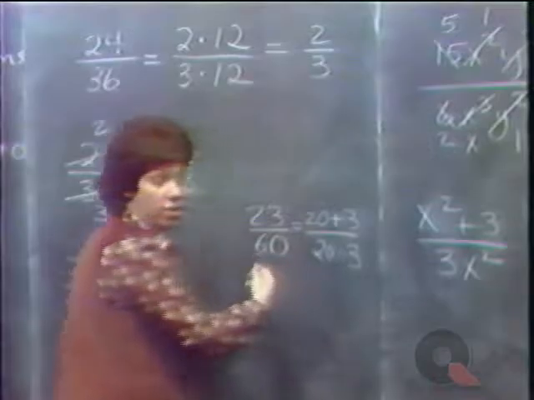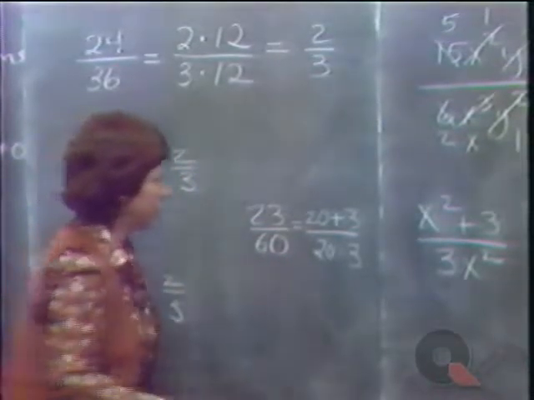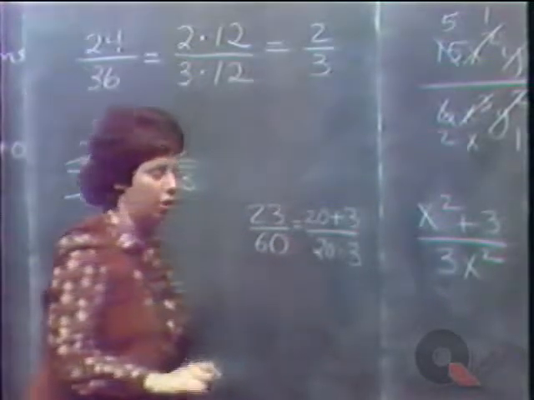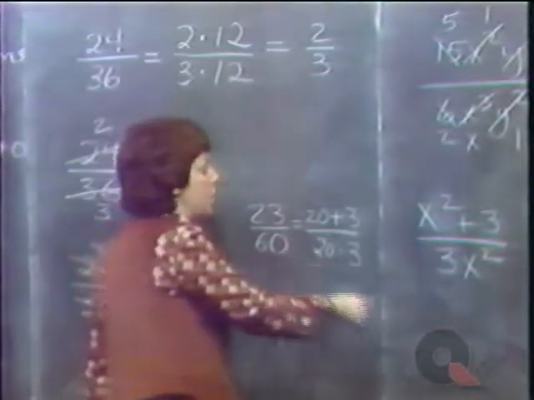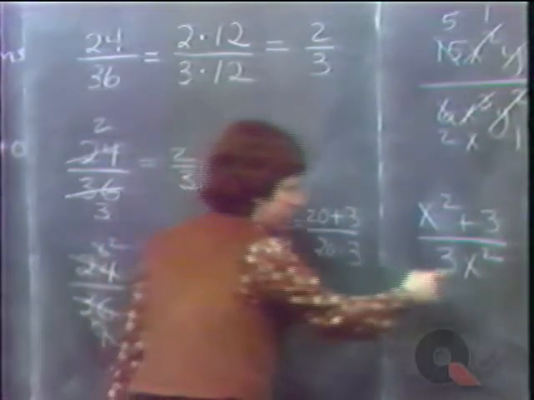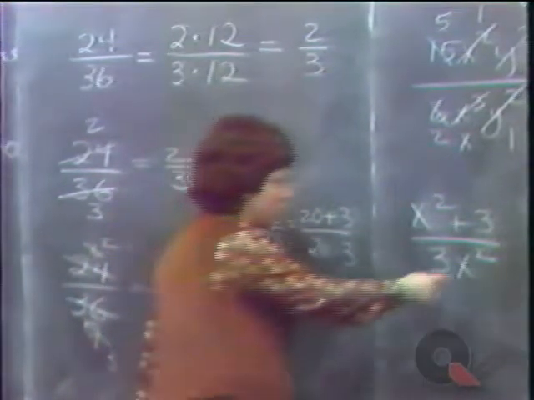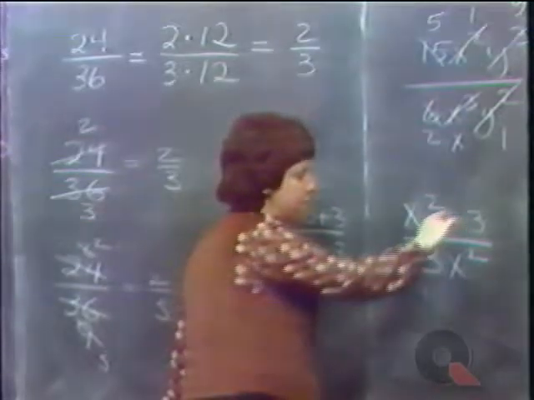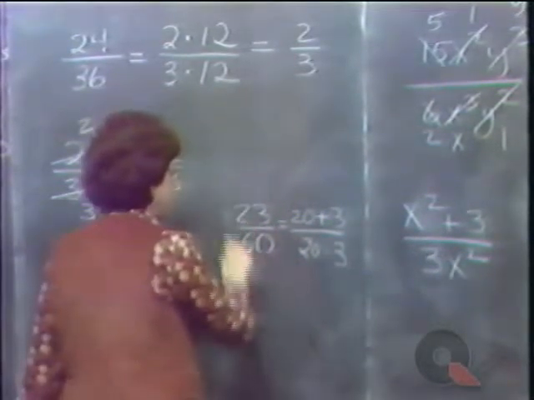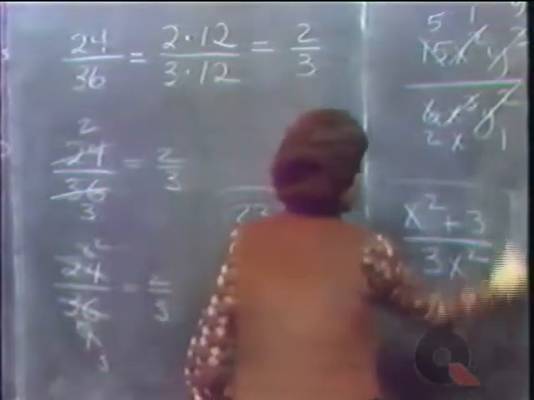23 over 60, by the way, does not reduce. There are no factors in common. You can't cancel the 20s and cancel the 3s and get 1s or whatever. Okay, you can't do it here, and you know it, but somehow you get confused with the variables. If you can't do it here, you can't do it here. Okay, x squared and 3 are factors in the denominator. They are not factors in the numerator. You cannot cancel out. Okay, so this is as far as you go on this one. This is as far as you go on that one.